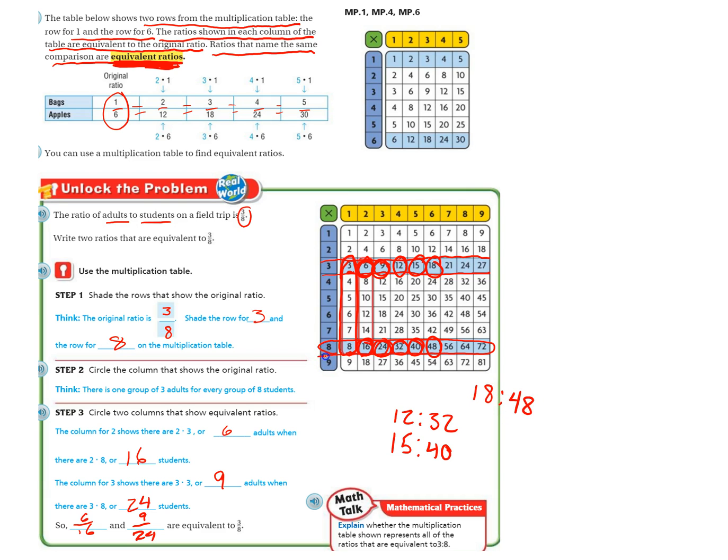So you can see we took the multiplication chart and we said, okay, our original ratio is 3/8. So we took that 3 and shaded in that whole row. And then we took that 8 and shaded in the 8th row on the multiplication table. And then up and down is where you find your ratios, your equivalent ratios.